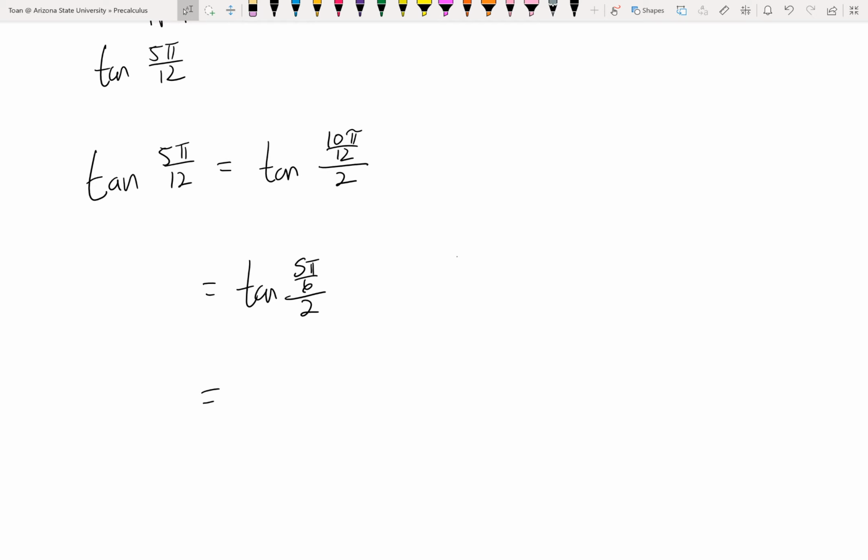Now the half angle formula for tangent, you have two variations. It doesn't matter which one. I'll use the first one again because it comes first. So according to the half angle formula, remember this is your angle that you're working with. That equals 1 minus cosine of the angle that you're working with all over the sine of the angle that you're working with.